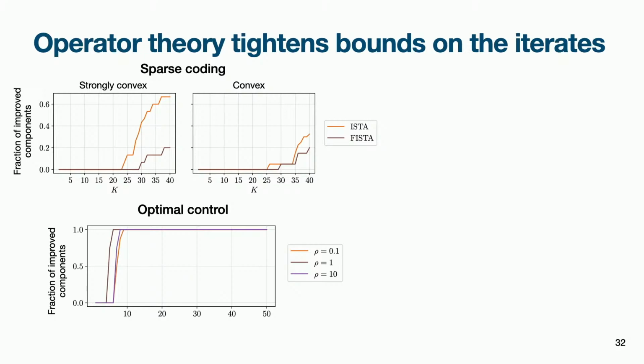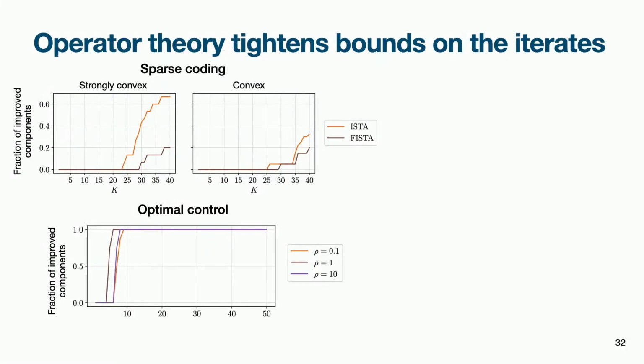So how much do the operator theory bounds help us? We also show this by looking at the fraction of components where these big M conditions get tightened by the operator theory. And for sparse coding, you could see that for strongly convex problems, after 20-25 iterations, the operator theory bounds start to help the mixed integer linear program for most of the components. And also for convex problems, it happens later because the problem converges sublinearly. So the operator theory bounds are slower, but still give you a tightening of the components of the variables, which is helpful to solve the mixed integer linear program.